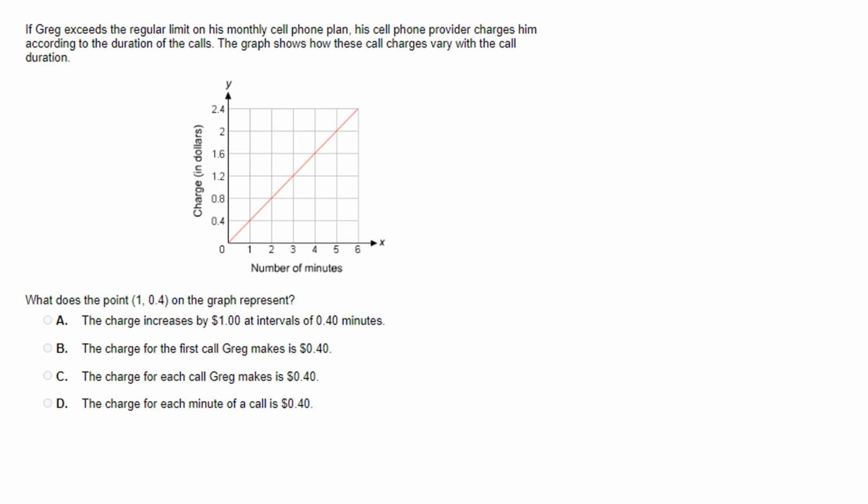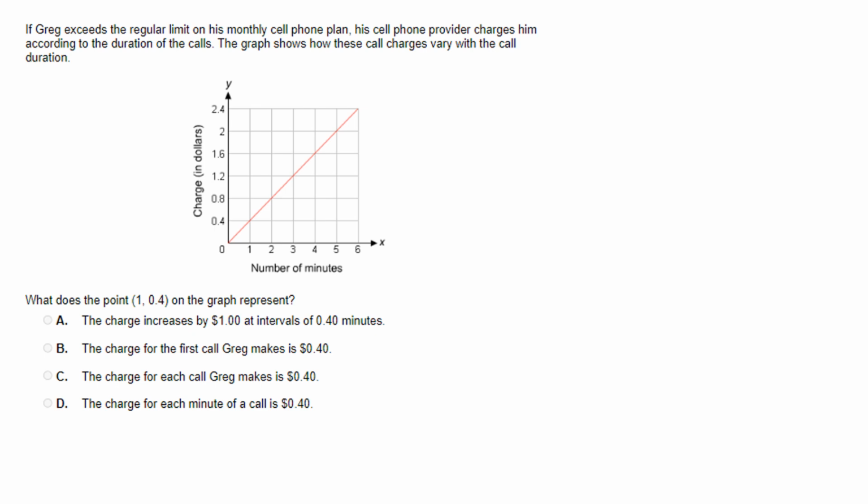If Greg exceeds the regular limit on his monthly cell phone plan, his cell phone provider charges him according to the duration of the calls. The graph shows how these calls charged vary with the call duration. So what does the point (1, 0.4) on the graph represent?